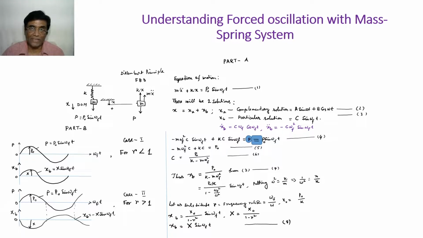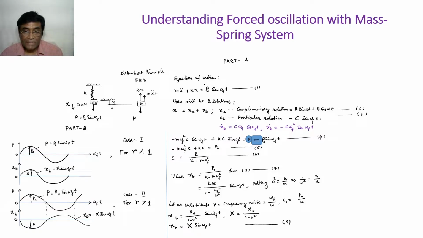G we are not considering. You can consider it, but it will hardly matter, as I told you, because g will be plus here, and then there will be mg, and this mg will cancel out. So g has no role to play here. So the equation of motion will be mx double dot plus kx equal to P0 sine omega f t.